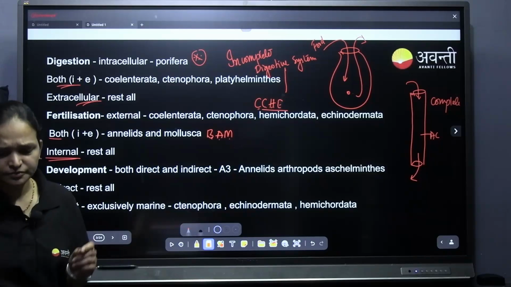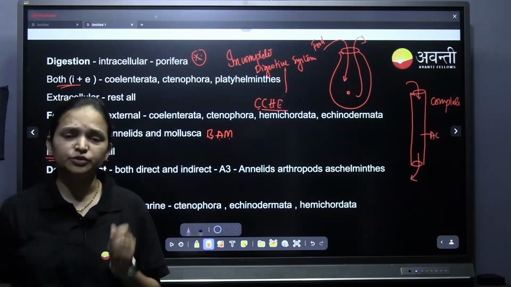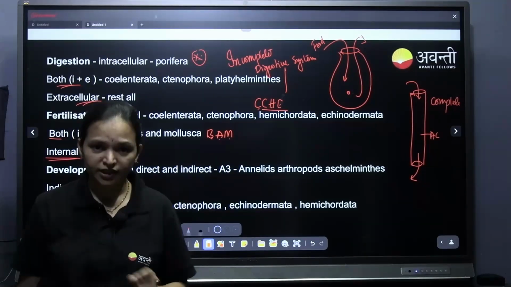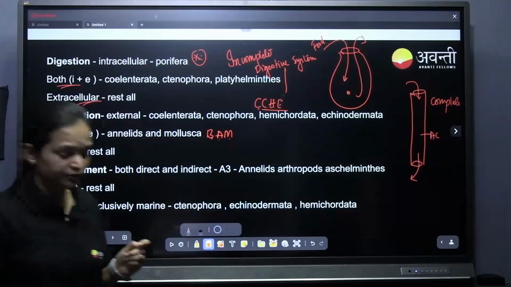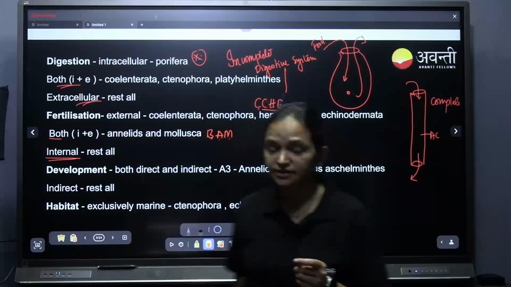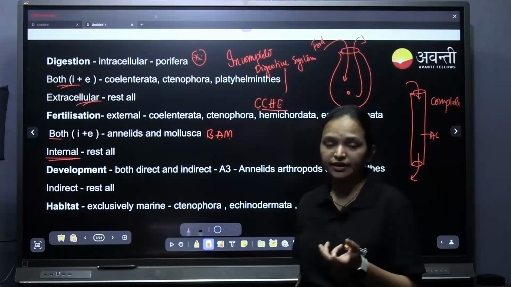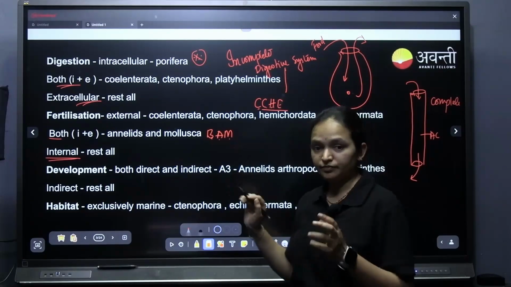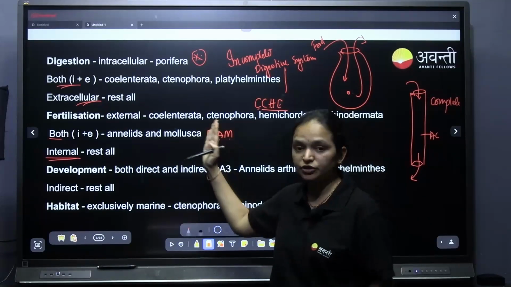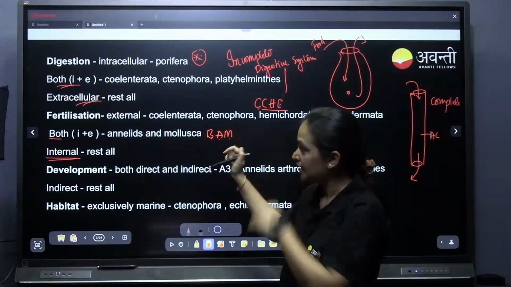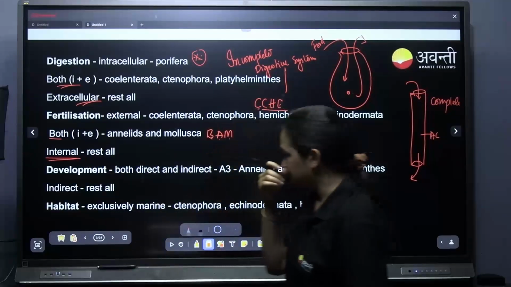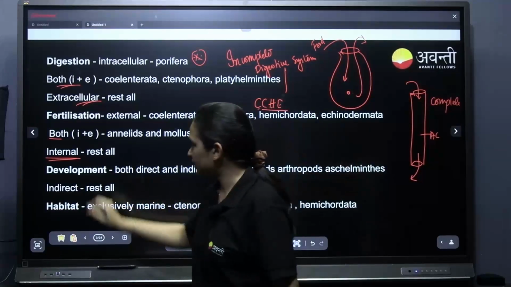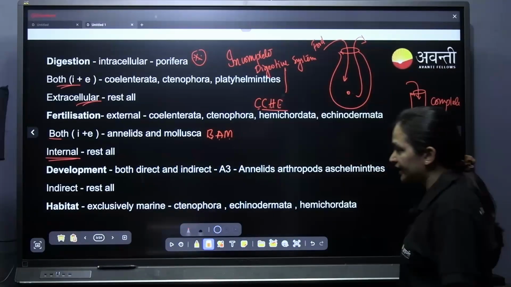Internal fertilization, this again I am telling you, we are learning this for non-chordates, not for chordates, because when we come to frog we can see that the amphibians anyway have external fertilization. Okay, that is why I am telling you only for the non-chordates we are learning at first, others will be having internal. Now coming to the development, both direct and indirect type of development.